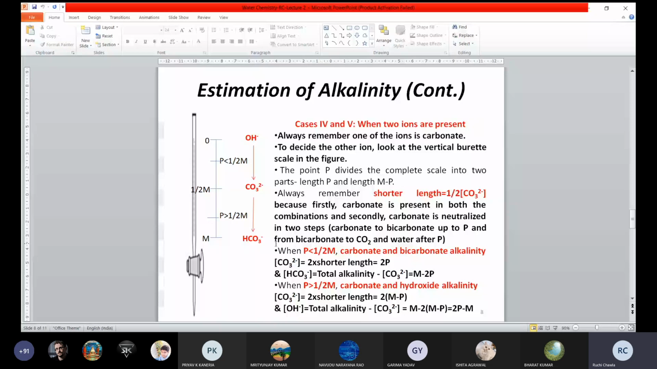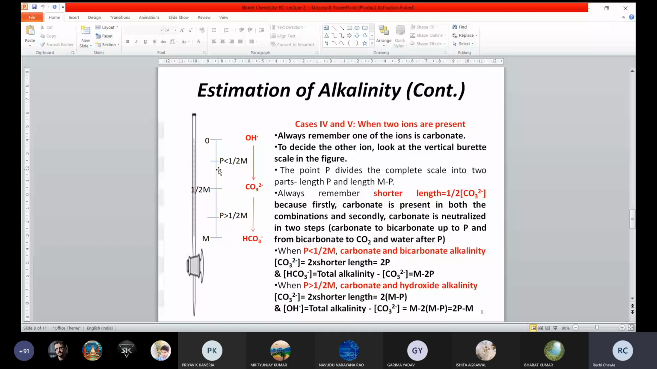So I have written the sequence over here. This is how it is moving on the scale. Now on this scale, Biuret scale, starting from 0 and ending at M, P can lie anywhere on this scale. It can be equal to 0, it can be equal to half M, it can be equal to M. These three conditions we have discussed already. Now let us come to the remaining two conditions and let me take them one by one.